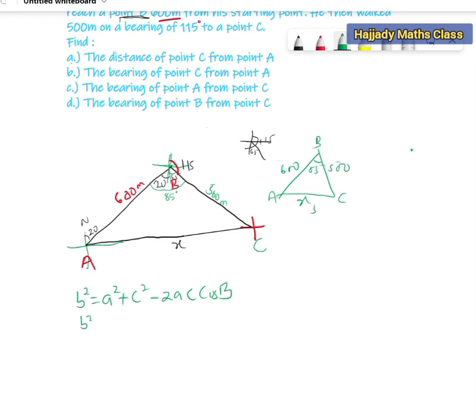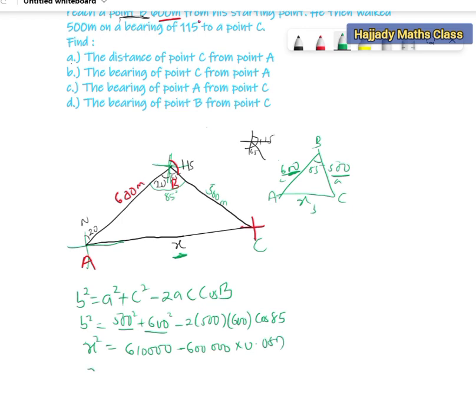So my b square will be equal to my small a square. Don't forget 500 is going to be a, while c is going to be 600. So it's going to be 500 square plus 600 square minus 2 times 500 times 600 cos 85 degree. So from here, b is the same thing as my x, which is x square equals 500 square plus 600 square, which is going to give me 610,000 minus 2 times 500 times 600, which is going to give me 600,000, times 0.087.